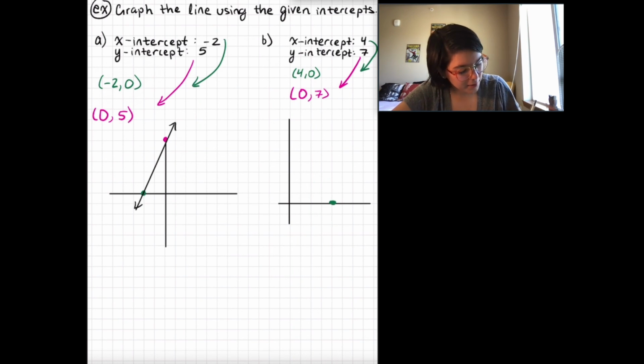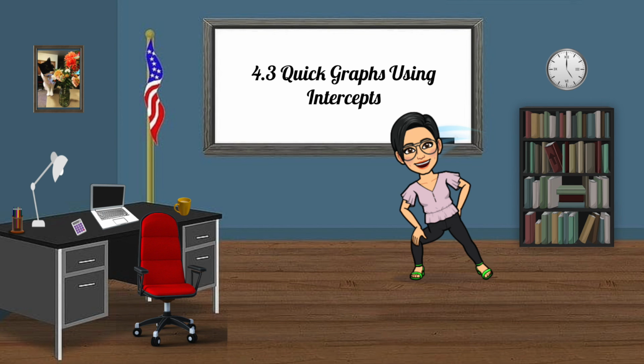For our y-intercept, we start at the origin. We don't go left or right any, but we go up 1, 2, 3, 4, 5, 6, 7. And again, we can just connect these two dots. And we got a line. And that's it for graphing using intercepts. Next, we're going to be looking at slopes of lines.